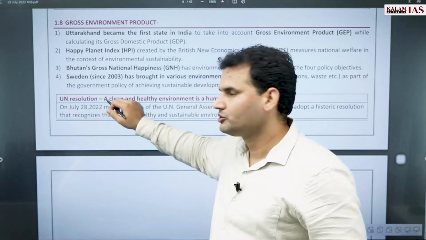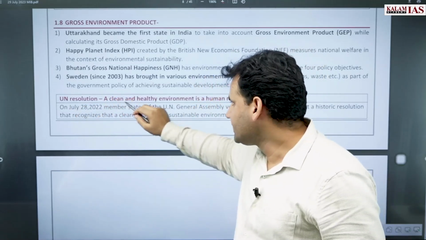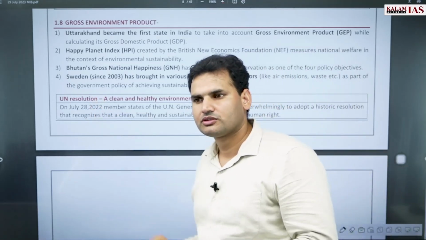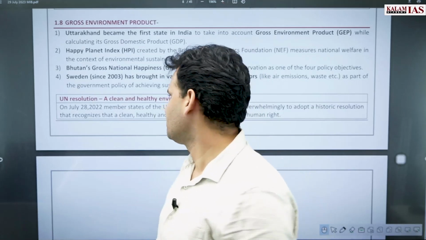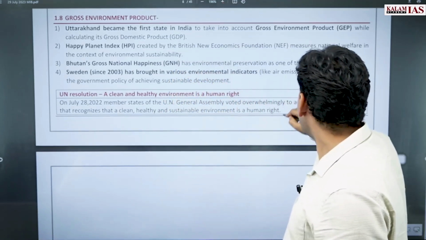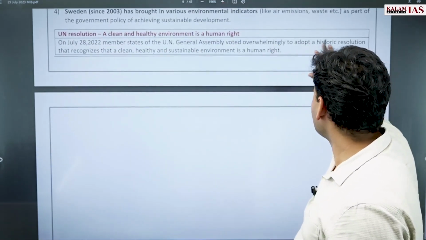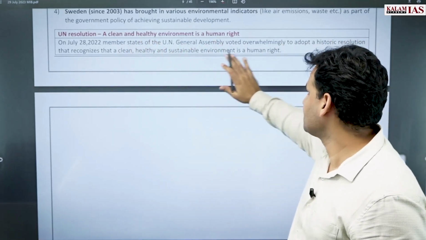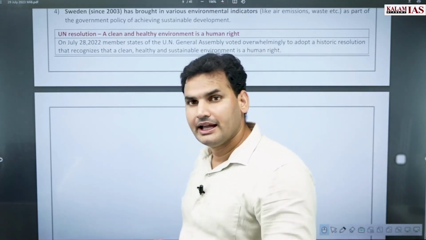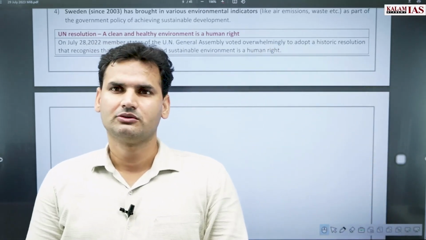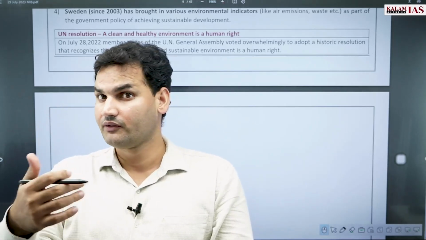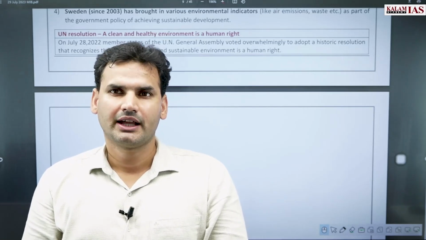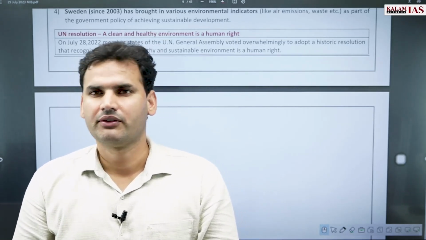And the UN resolution, very important. A clean and healthy environment is a human right. So this was back in 2022. It was actually a historic resolution which recognized a clean, healthy and sustainable environment as a human right. India के constitution में क्या कहाँ पे दिया हुआ? It's a human right or a fundamental right. It is very much given as a part of Article 21A, that is right to life. Fine.